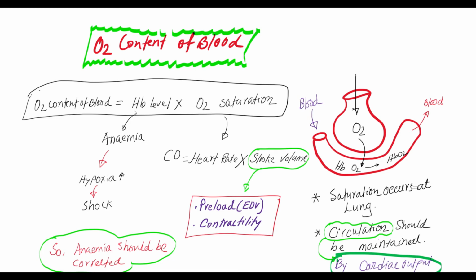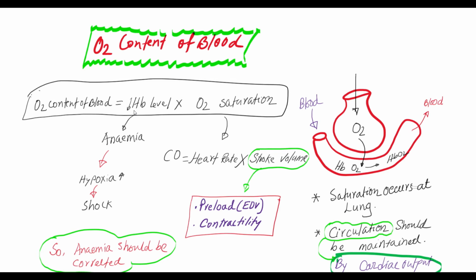If hemoglobin level is decreased, that is called anemia. So when a patient is anemic, that is, hemoglobin level is decreased, that means the patient's oxygen content of the blood is decreased. That means the patient has an increased risk of developing tissue hypoxia, that means shock. And another parameter is oxygen saturation. Oxygen saturation is related to the oxygen content of the blood. Now, what do we mean by oxygen saturation?